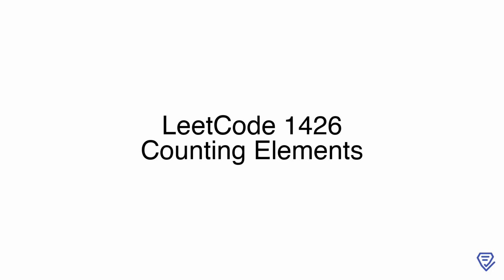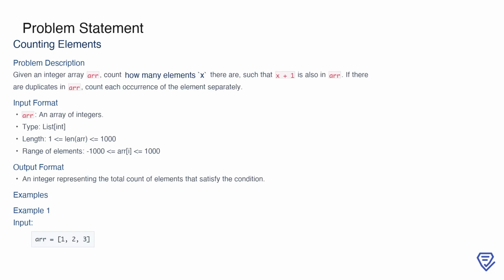Let's dive in. In this problem, we are given an integer array called arr and need to count how many elements in the array have the property that their value plus 1 also exists in the array. For example, if an element x is in the array, we check if x plus 1 is also in the array. If it is, we count that occurrence. Importantly, if there are duplicate values in the array, each occurrence is counted separately.